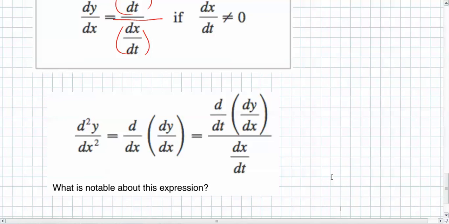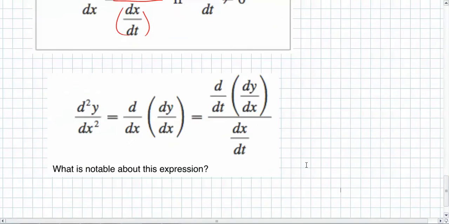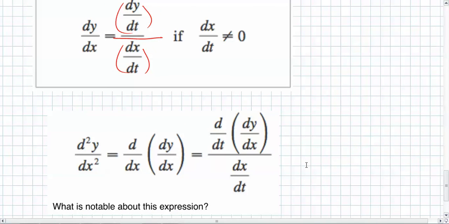Yeah, exactly. So if you follow this logically, you would think it would be the second derivative of y with respect to t over the second derivative of x with respect to t. Is that the case? No. What is it? It's the derivative of the derivative. Yes. The derivative.